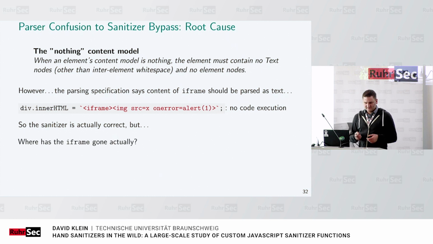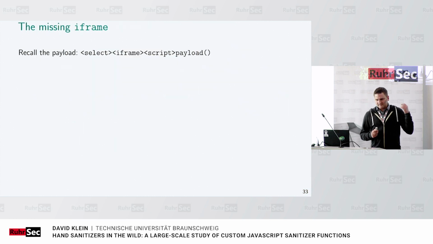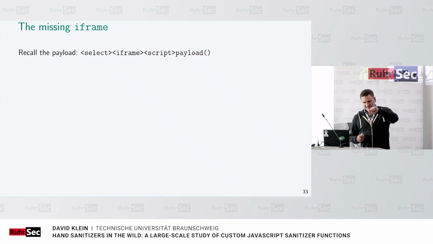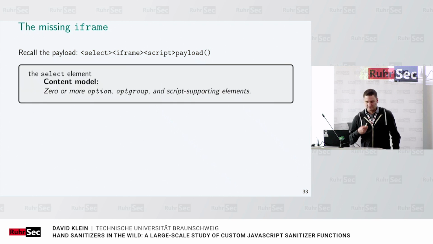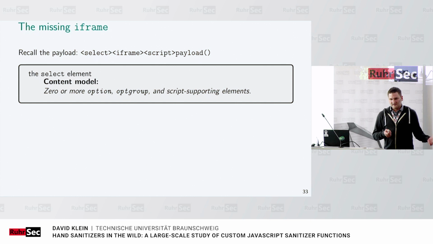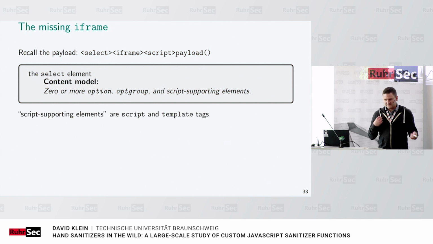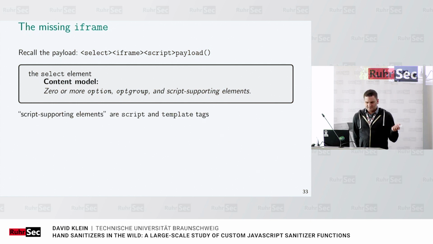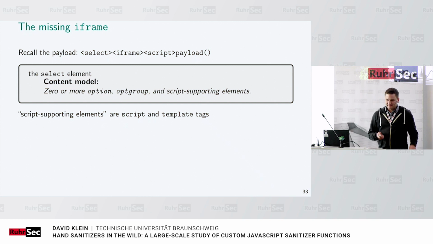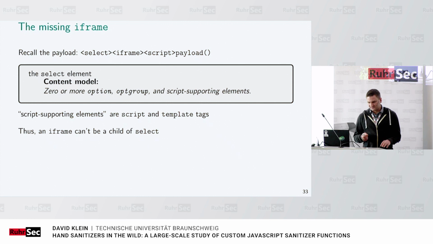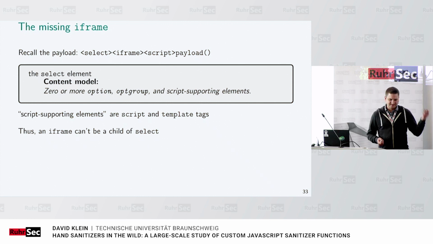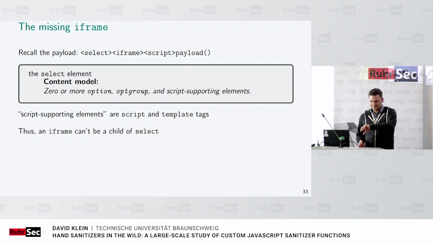Why is this the case? When you recall the payload, there's the select tag first, and if you look again at the select specification, it has a very restricted set of elements which can appear as child nodes. For example, it can have option, optgroup, and script-supporting elements, which are script and template tags. Iframe is obviously not optgroup, script, or template. And Chrome says, that's invalid, I will simply delete it, and then lift the script node up to something that's executed.